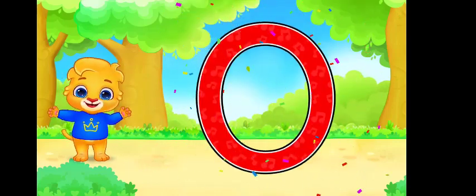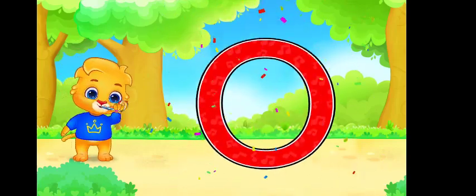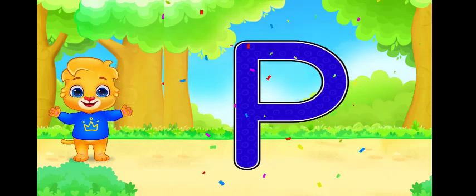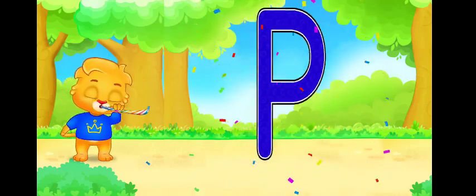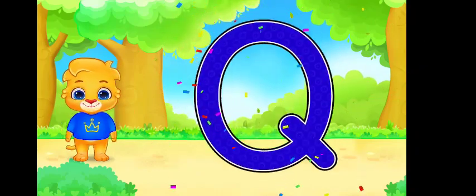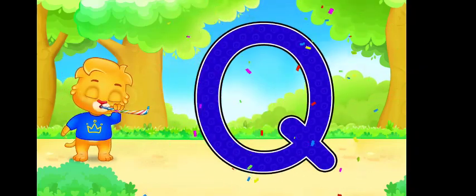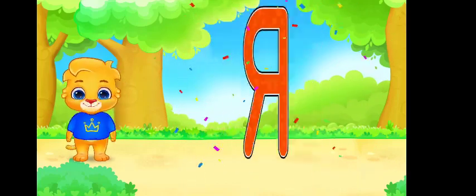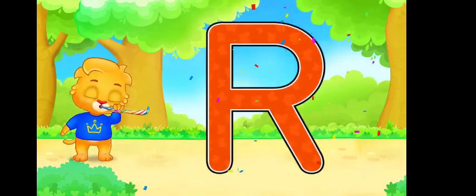O is for orange. P is for parrot. Q is for quail. R is for rocket.